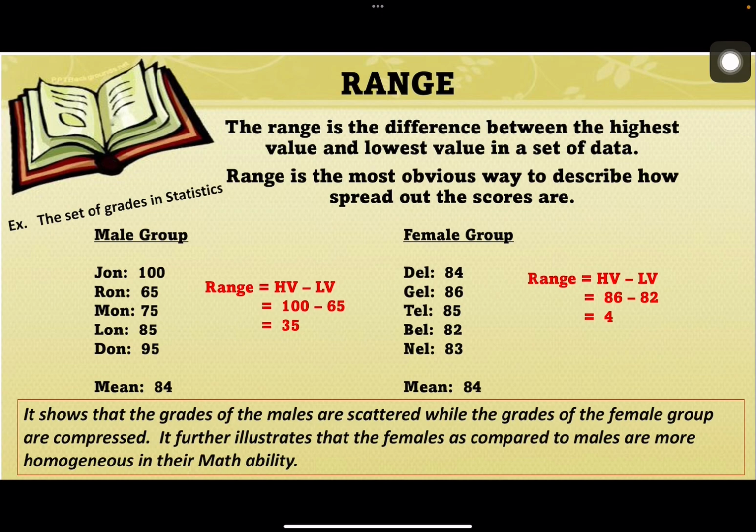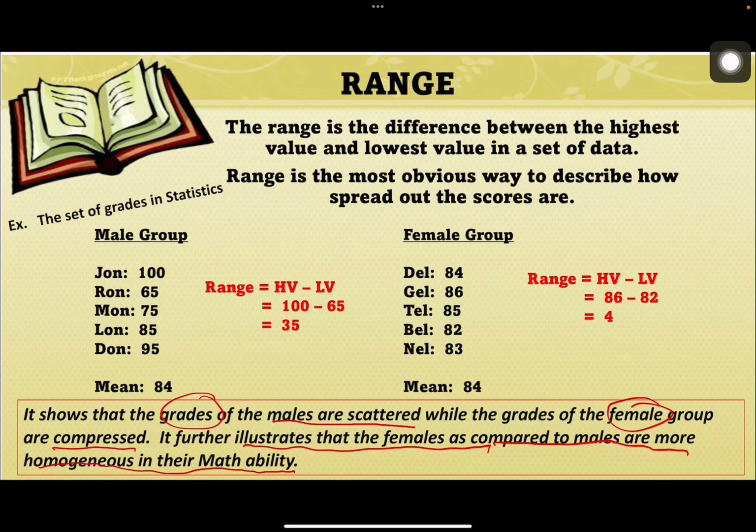Now, when we say range, it shows that the grades of the male are scattered. When we say scattered, kalat-kalat, they do not circle around a certain grade. Ibig sabihin nun, layo-layo yung kanilang mga scores. While in the female group, yung kanilang scores ay compressed. Ibig sabihin, clustered, dikit-dikit, magkakatabi. And it illustrates that the females, as compared to the males, are more homogeneous in their math ability.